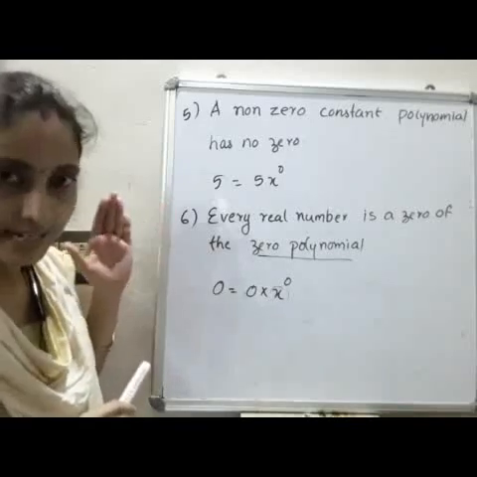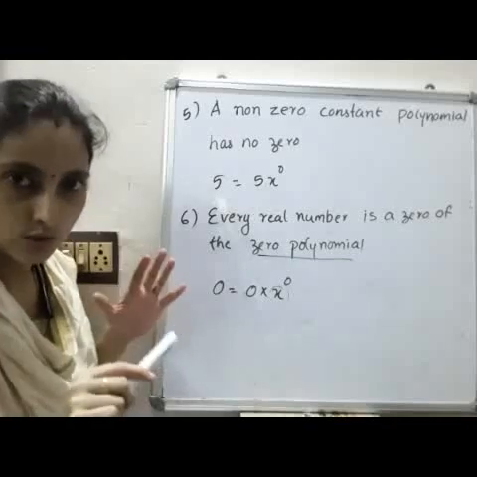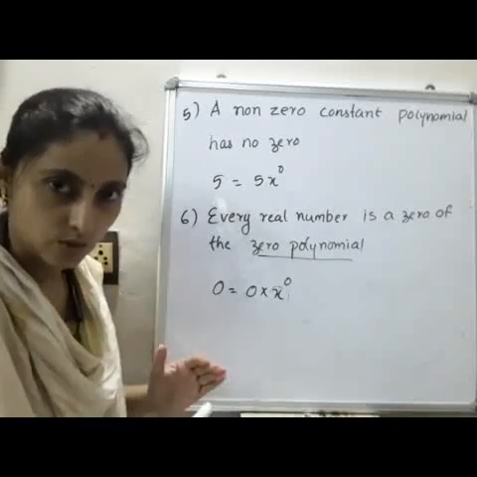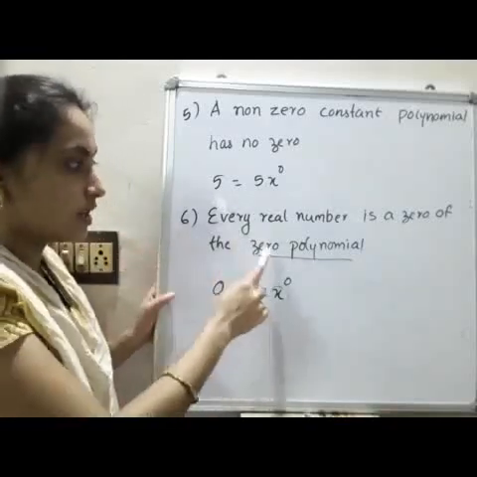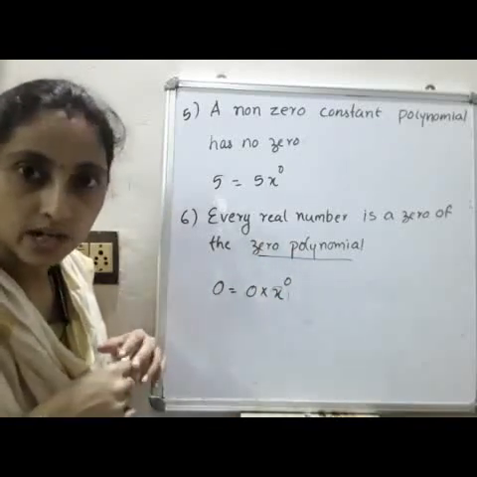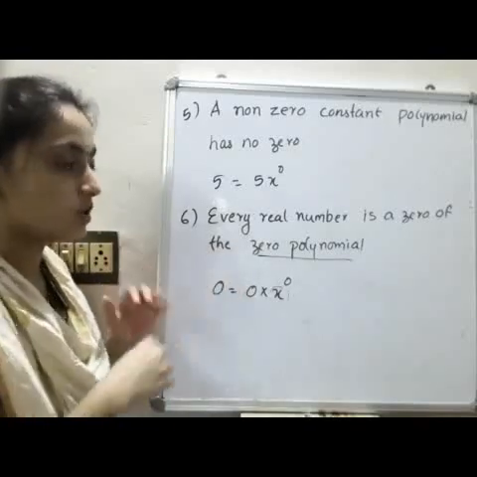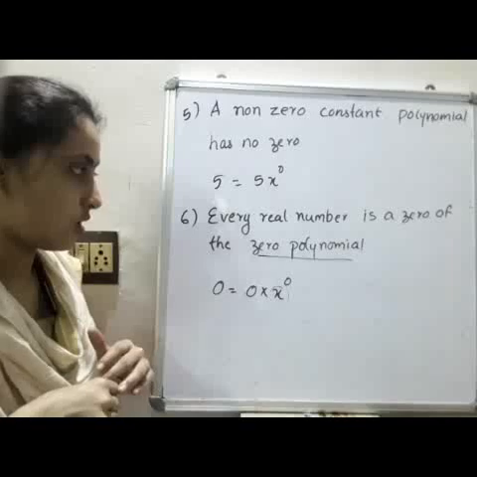Please keep in your mind that a non-zero constant polynomial has no zero. A constant polynomial has no zeros. And what does a zero polynomial have? Every real number. All the real numbers are the zeros of the zero polynomial.